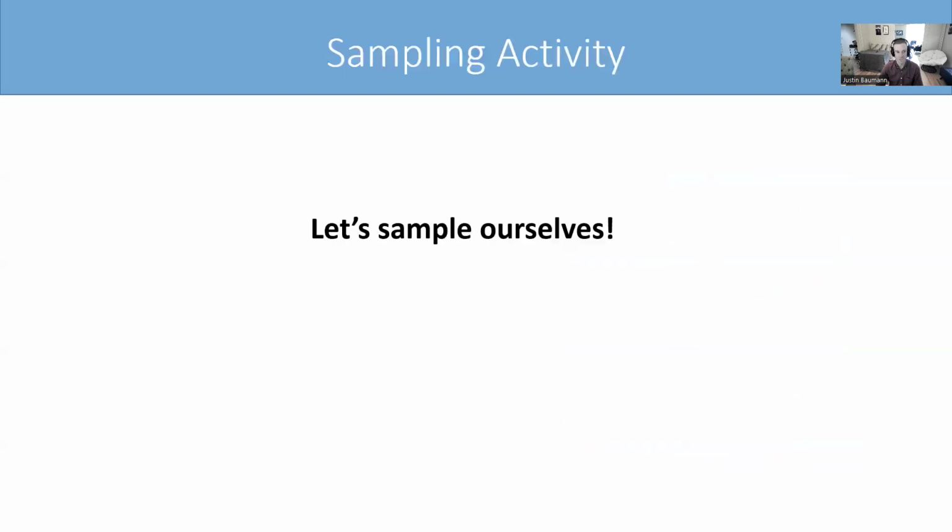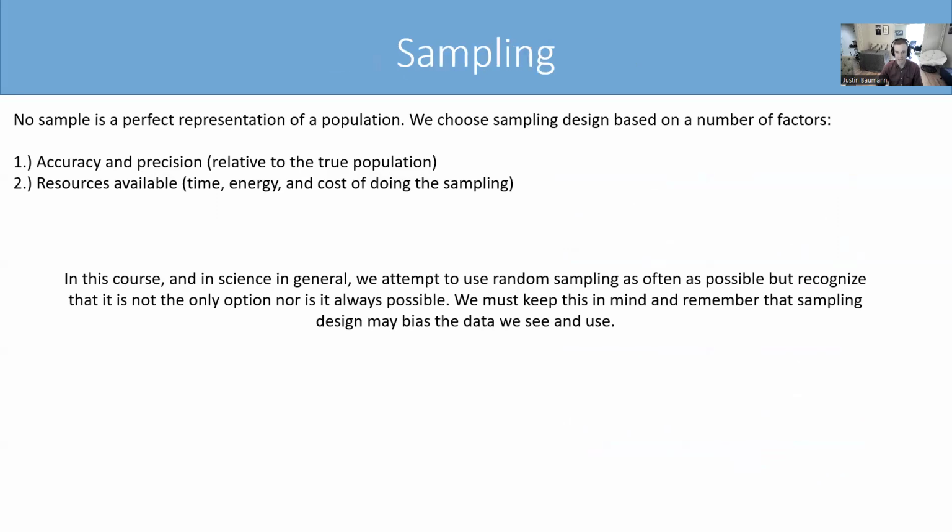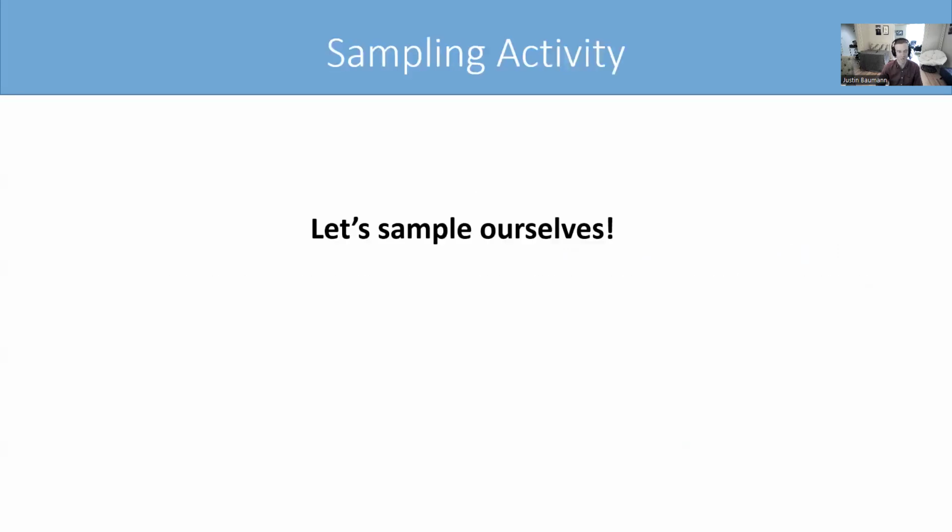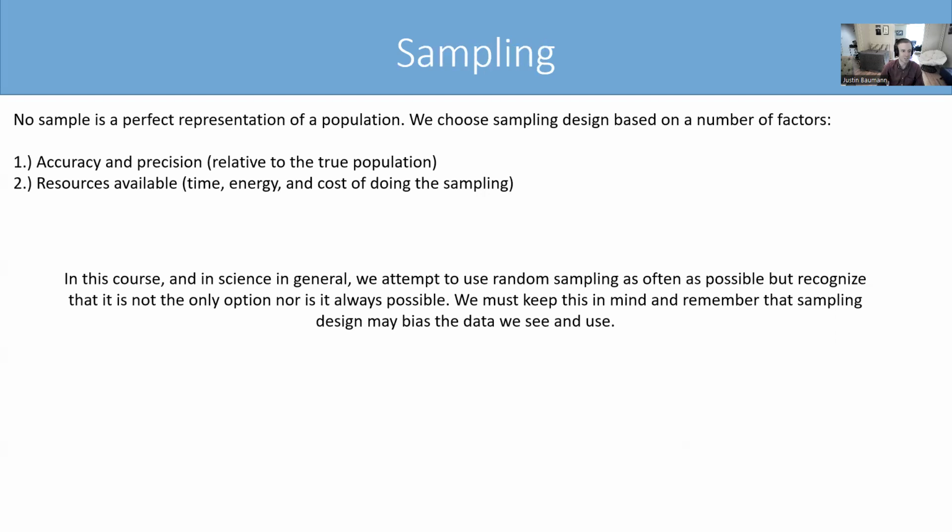In class, we're going to try a sampling activity. We'd be sampling ourselves, and we'll choose some sampling schemes, trying to be accurate and precise. And we'll probably try to group ourselves in different ways just to see how it works. So hopefully we'll have time for that in class. I'm now going to go over some examples and just to summarize here what I mean when I say sampling.